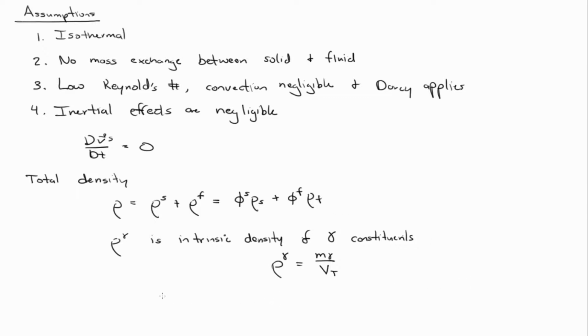So in this case, if I use a subscript, then the subscript gamma is the mass of gamma divided by the volume of gamma, right? So if you're talking about the fluid, it's the mass of the fluid divided by the pore volume. If you're talking about the solid, it's the mass of the solid divided by the volume of the solid. And these phis are the volume fractions, so they're numbers between 0 and 1, such that they've got to add to 1.